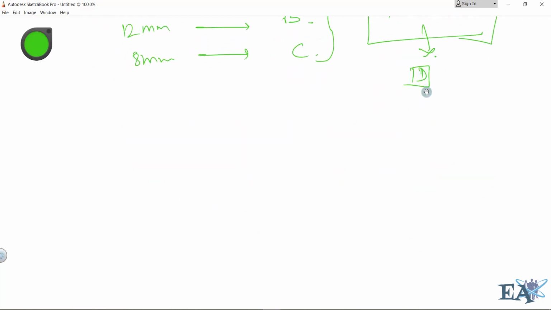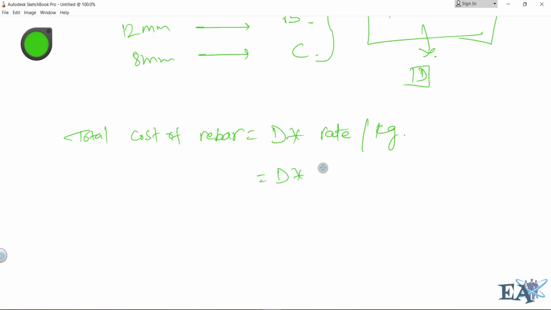Now if you need to find the total cost of rebar, total cost of rebar will be equal to total kg into rate per kg. So generally right now in Nepal, I think it's let's say 70 rupees, Nepali rupees, so let us take 70 rupees per kg. So suppose if we find this value as, let us say 50 kg, 50 into 70, that is 3500 rupees. That will be the total cost of the rebar.